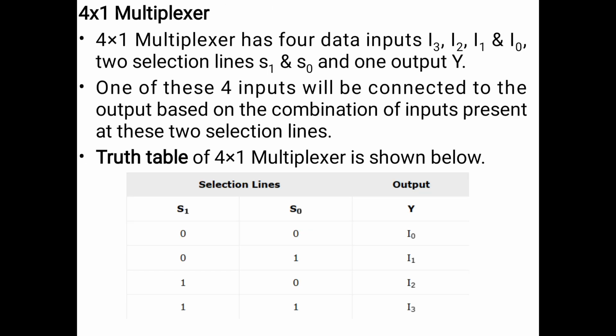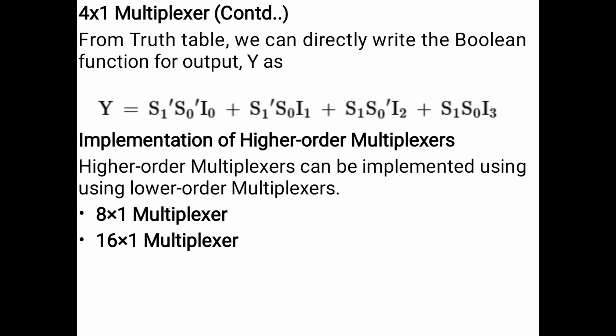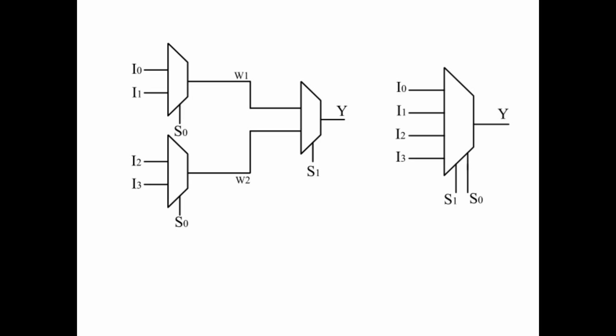And with respect to this truth table for this 4x1 multiplexer, we can obtain the algebraic equation for the output line. And higher order multiplexers can be implemented using lower order multiplexers. So 8x1 and 16x1 multiplexers can be implemented using 2x1 multiplexers. So this is the diagram representing a 4x1 multiplexer.